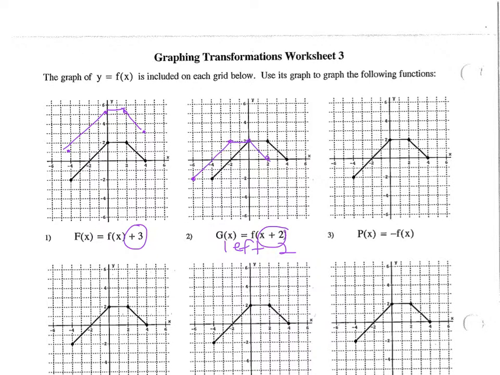Doesn't stretch, doesn't shrink. For the third one, I have a negative on the outside, which tells me that I'm going to flip it over the x-axis. So just take all of your y coordinates and make them the opposite. So for the first one, I have a y coordinate of -2, so now it's just going to be +2. I have a y coordinate of +2, so -2, -2, and 0 is going to stay the same. Kind of looks like a fish.